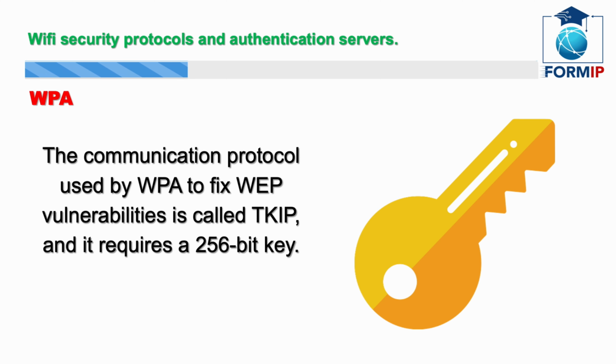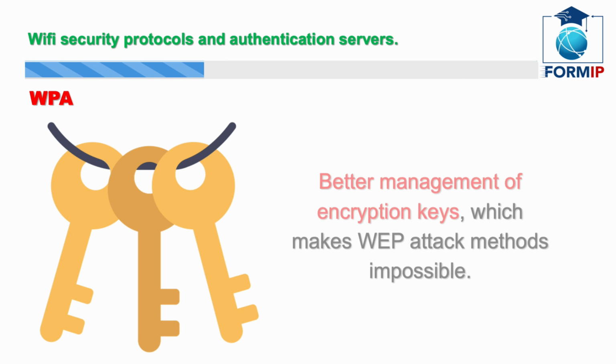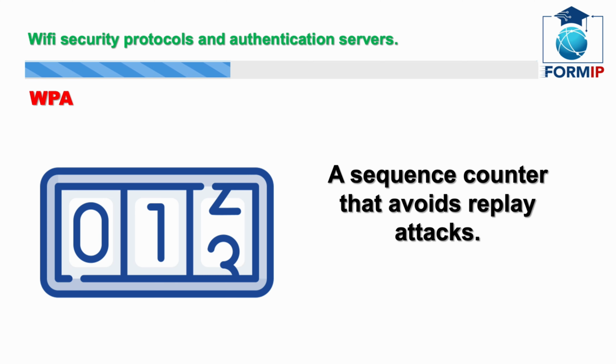As with WEP, it uses an encryption method called RC4 and offers better management of encryption keys, which makes WEP attack methods impossible. A sequence counter that avoids replay attacks. A replay attack is when a hacker records the TCP/IP stream of your connection and rebroadcasts it as is. In our situation, this technique was used to crack a WEP key, but other uses are possible. And finally, the addition of a 64-bit integrity message that certifies that the TCP/IP flow has not been modified on the fly.